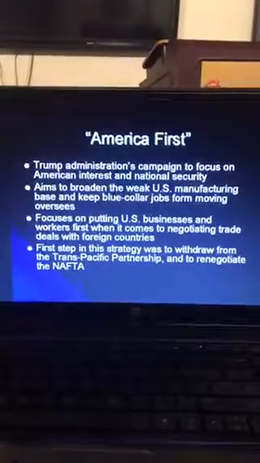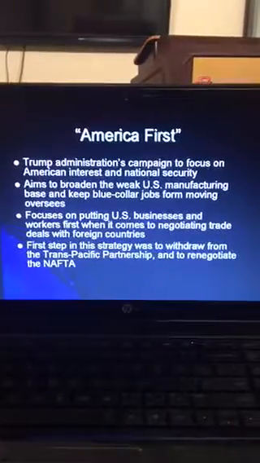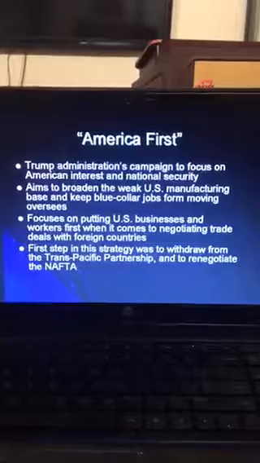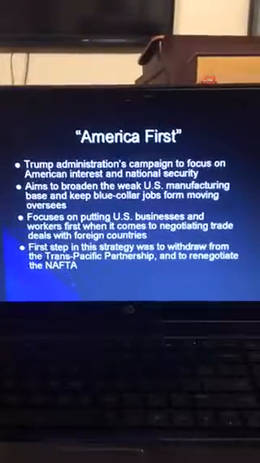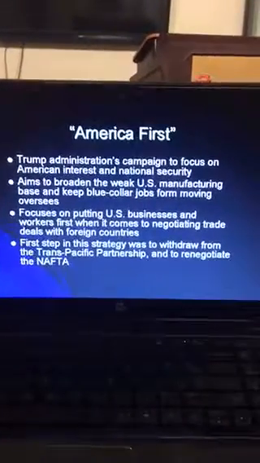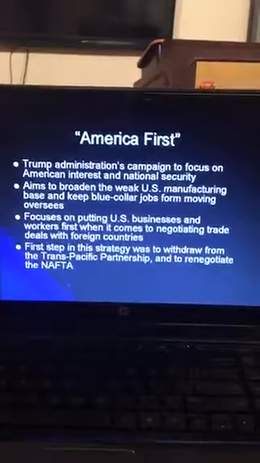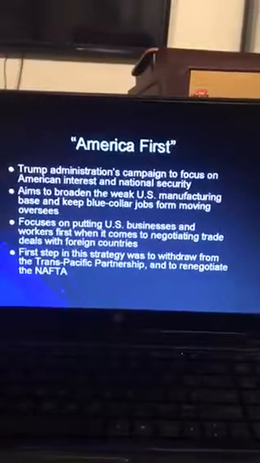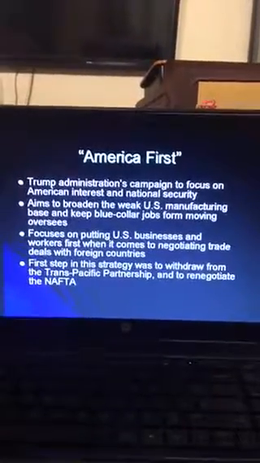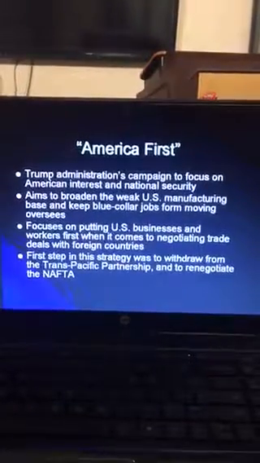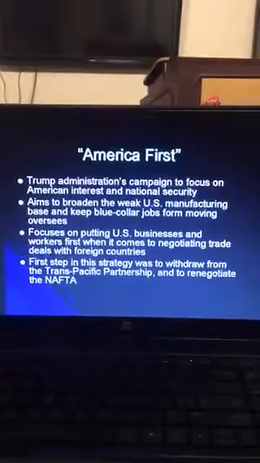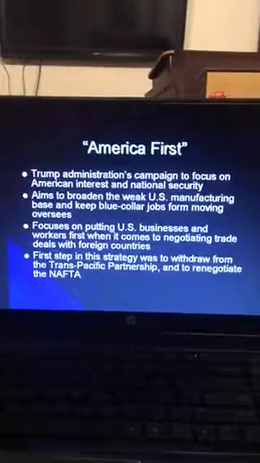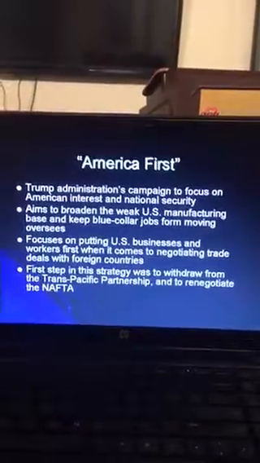America First is the Trump administration's campaign to focus on placing the interests of American workers and businesses first when negotiating trade deals. One of his first steps was to withdraw from the Trans-Pacific Partnership and to renegotiate the NAFTA so it would be more fair for American workers. And the whole goal for his America First campaign is to keep jobs here locally and to increase the U.S. manufacturing base.